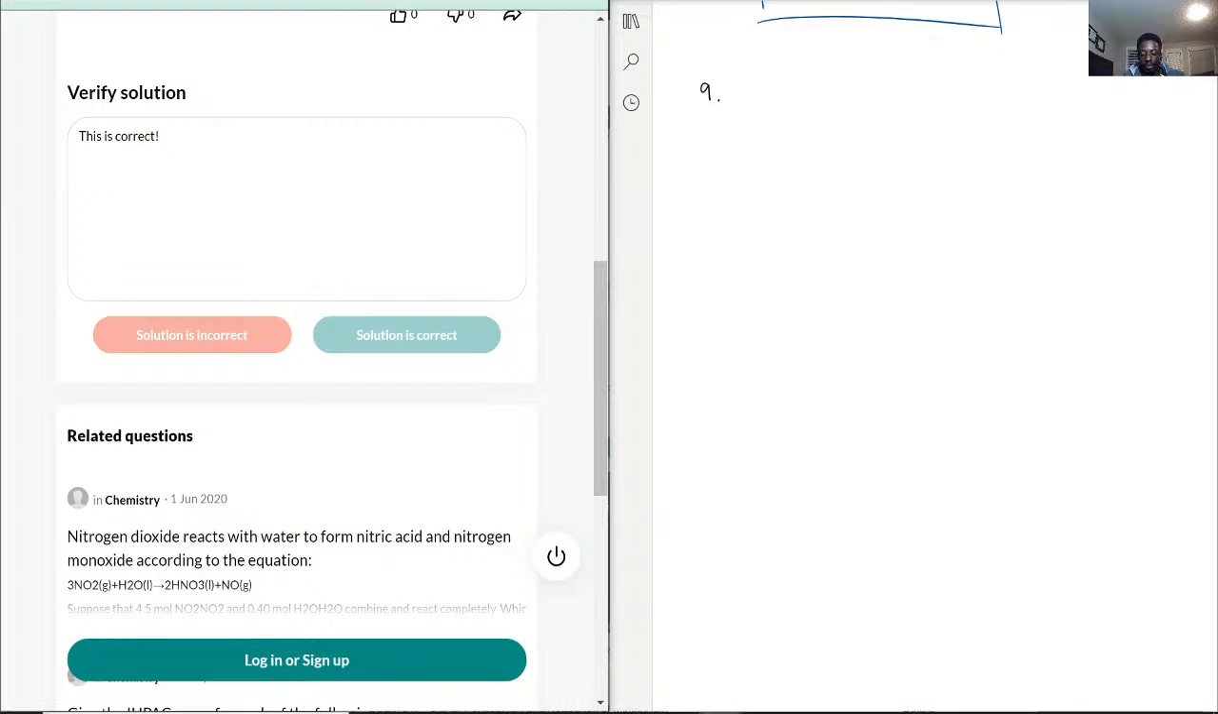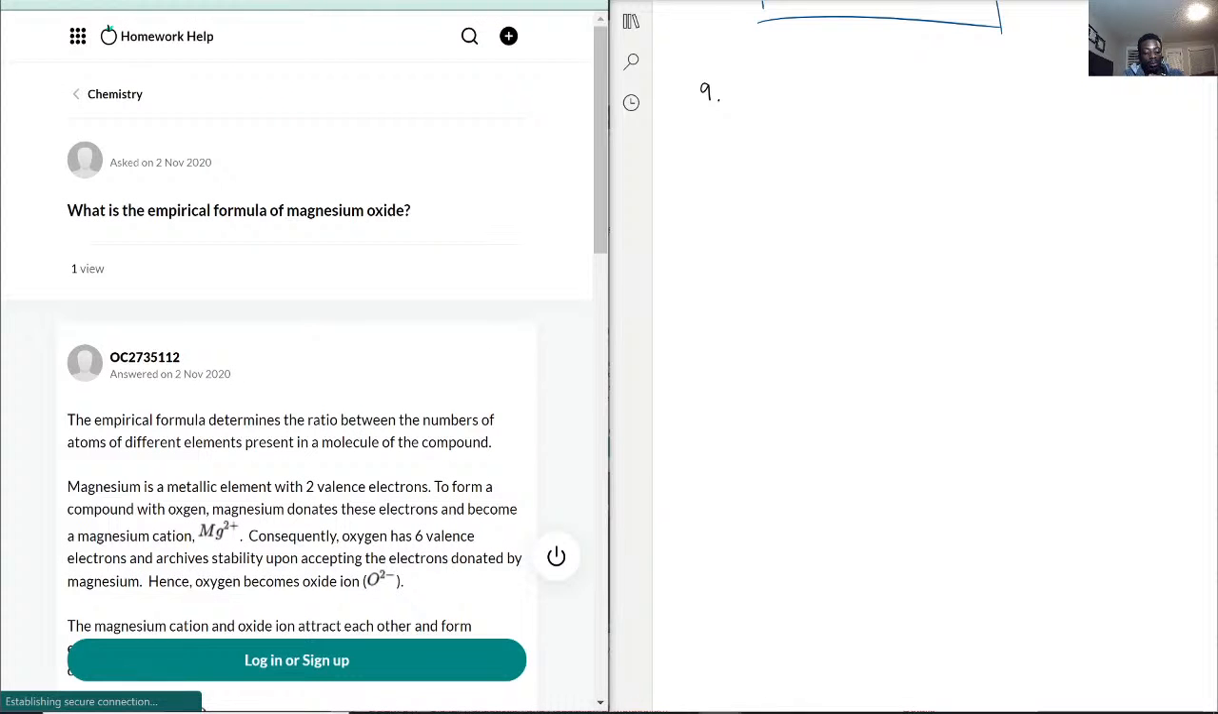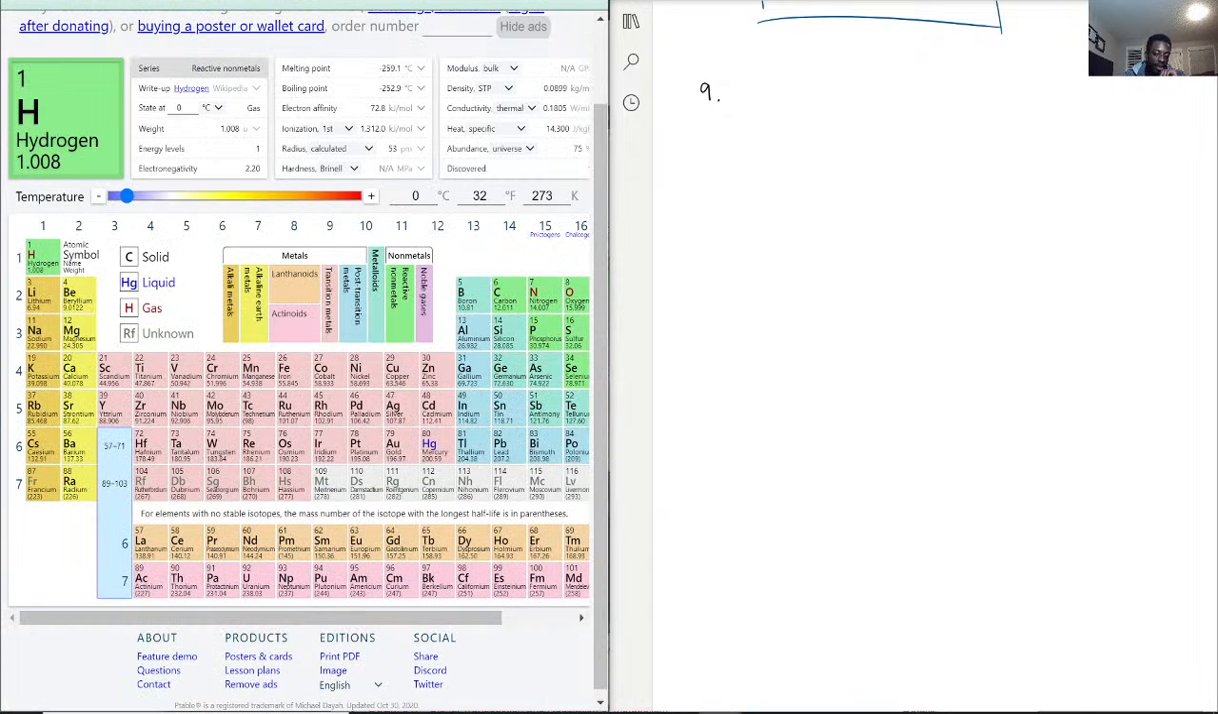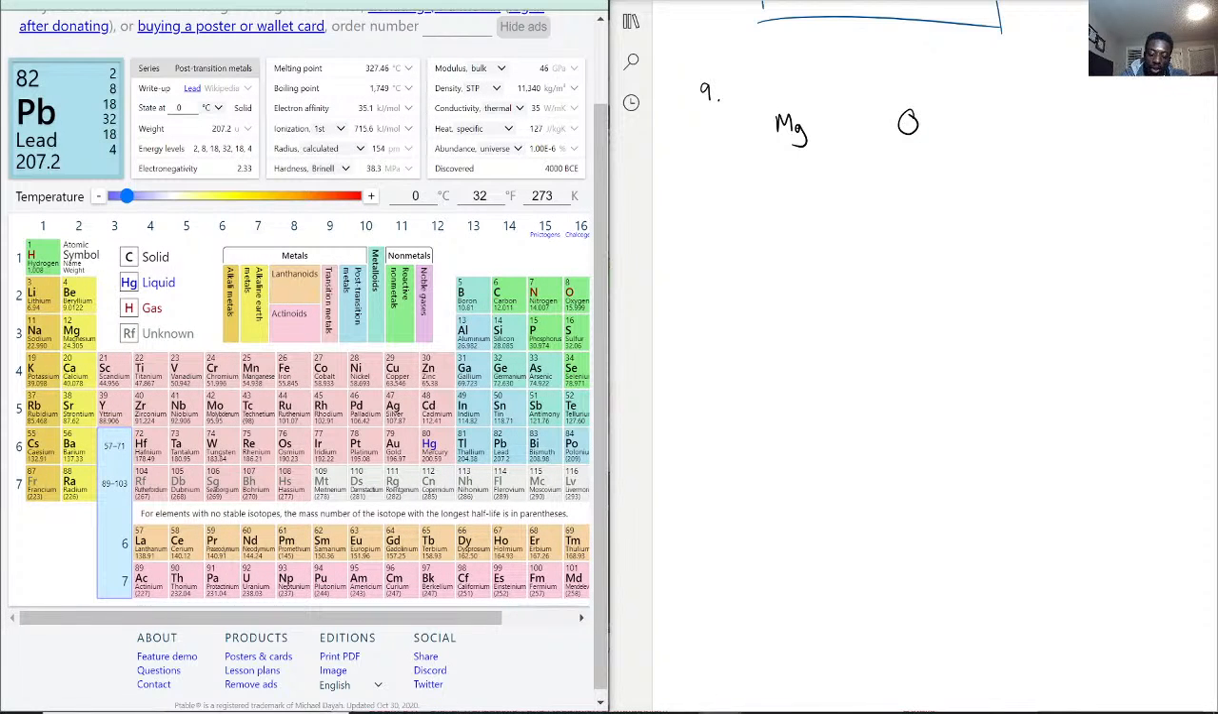Okay, now let's move on to question 9. What is the empirical formula for magnesium oxide? So let's refer over to the periodic table. Magnesium is in the second column, okay? And oxygen is in the 16th column, right? What does that mean in terms of valence electrons? So magnesium has 2 valence electrons. In fact, this is a good chance to practice our electron configuration.